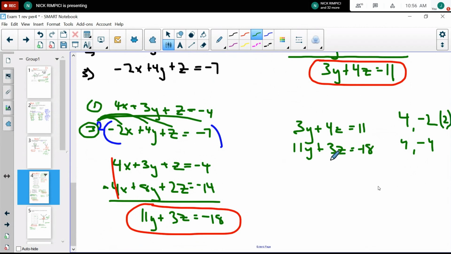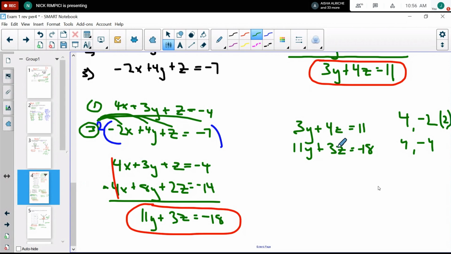Okay, so now I'm down to a system of two equations and two variables, which we know how to solve. This is like algebra 1 stuff now. So we can solve this pretty easily. You're going to need to select a variable to work with. You could either choose z or y. It's your choice, but you have to get the variables to wipe out.